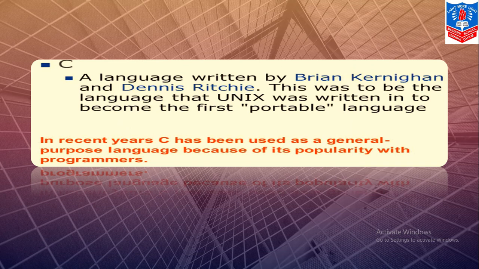Let's see C language, written by Brian Kernighan and Dennis Ritchie. This was the language that Unix was written in, to become the first portable operating system. In recent years, C has been used as a general purpose language, children, remember, because of its popularity with programmers.